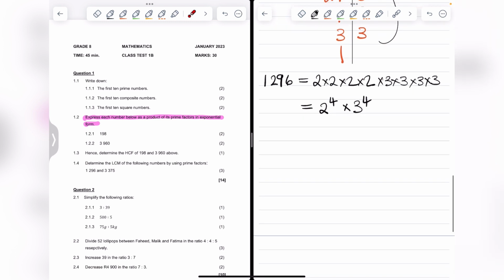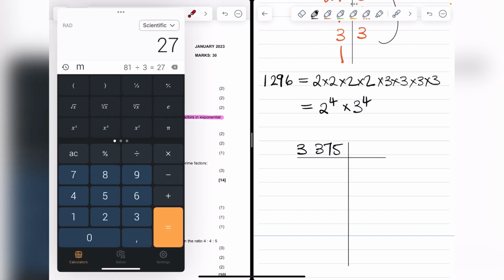3375. So I'll do that. So remember, this is all part of 1.4. Here you need 2 ladders, one each for the two numbers. So 3375. And the smallest prime that can go into that one, I think, will be 3.